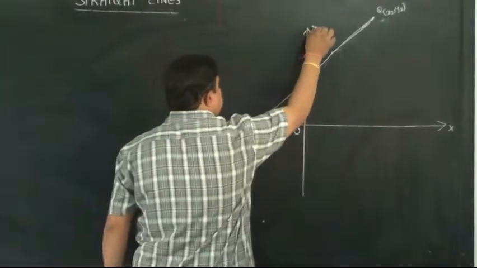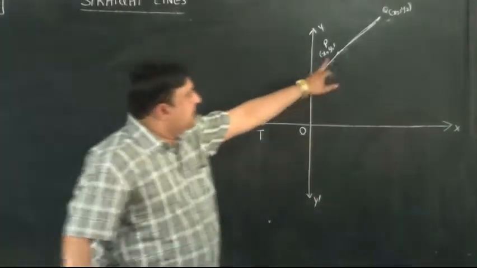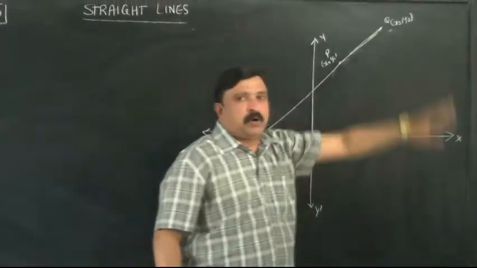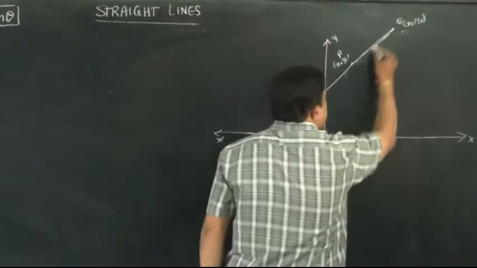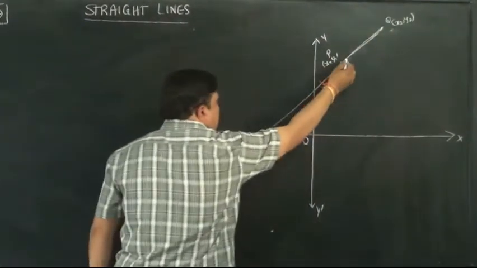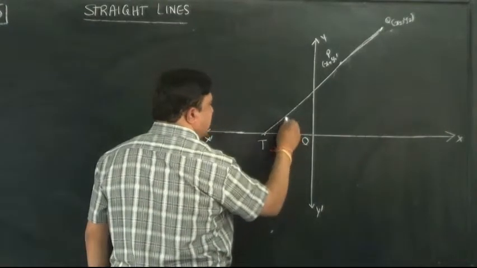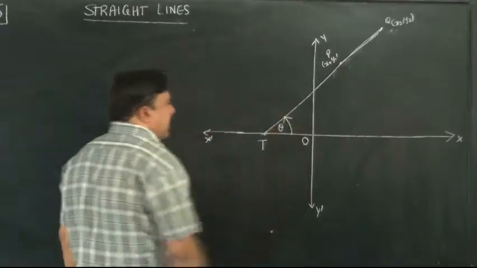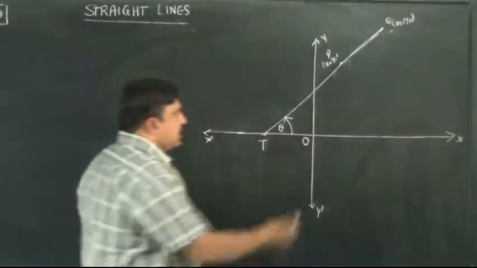So what has been done now? P is (x1, y1), Q is (x2, y2). They are any two points. I joined them to get straight line PQ and produced it to meet the x-axis at T. Now let the line make an inclination of theta in the positive direction of the x-axis.